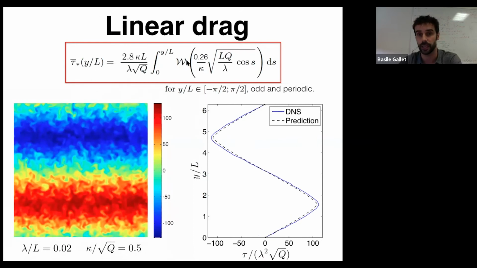It involves this Lambert function here, but still you can do it. You can solve the problem numerically. You get a turbulent flow again. You can average that in the zonal direction. You get the temperature profile here as a function of the north-south coordinates. That's the DNS in blue. And the prediction, again, is in very good agreement with the numerical data, both in terms of amplitude and in terms of the shape of the temperature profile.